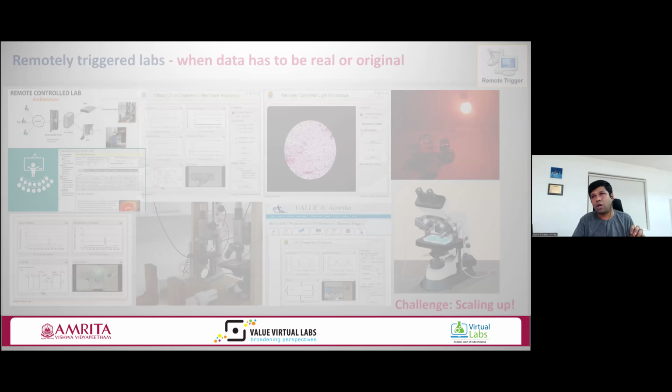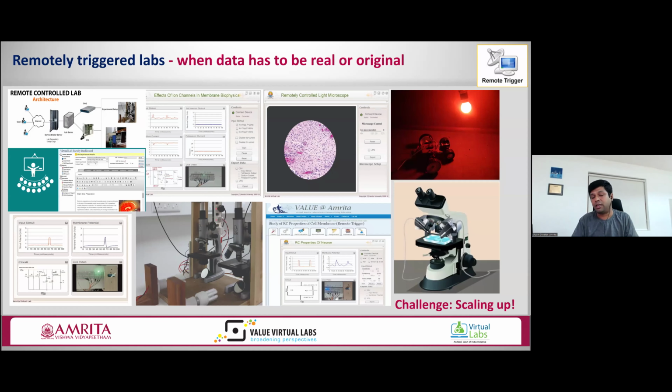We also saw that remotely triggered labs, remotely controlled labs, which we do not develop anymore, were very critical when we wanted, let's say, people to have original data. At a very beginner's level, we saw a lot of school students actually very motivated using a remotely triggered lab.